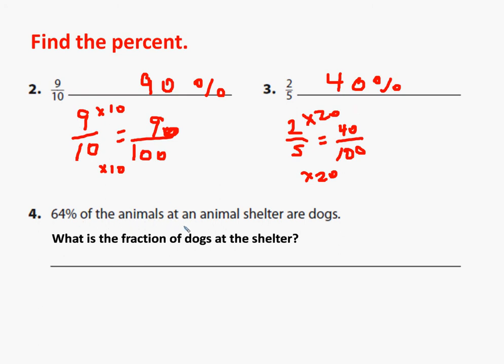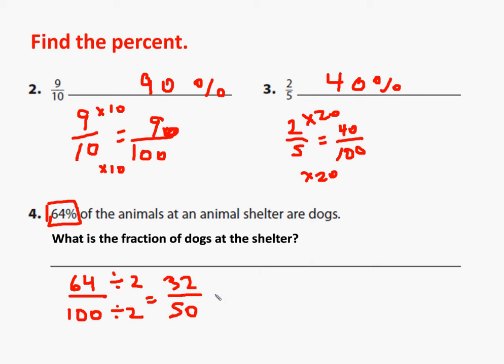64% of the animals at an animal shelter are dogs. What is the fraction of dogs at the shelter? So we're going to start with a percentage, and we are going to change that to a fraction. So 64%, I know, is 64 over 100. Now I can simplify this because the top and bottom are divisible by 2. 64 divided by 2 is 32, and 100 divided by 2 is 50. And the top and bottom are divisible by 2 once again. 32 divided by 2 is 16, and 50 divided by 2 is 25, and I cannot simplify that any further.